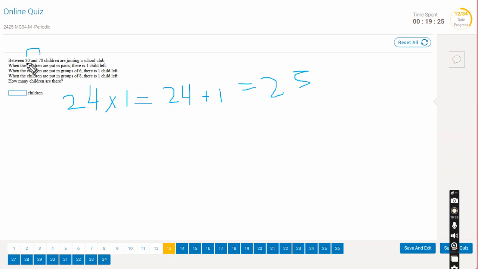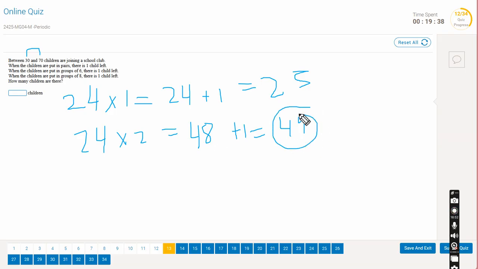Nope, because they need a number between 30 and 70. 24 times 2, what will you get? 48. Plus 1, 49. So 49 is the number that's between 30 and 70, and you will choose this number.